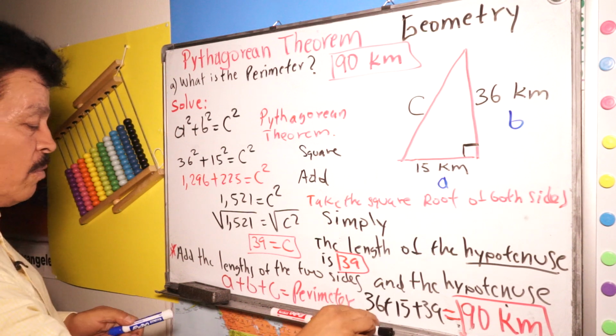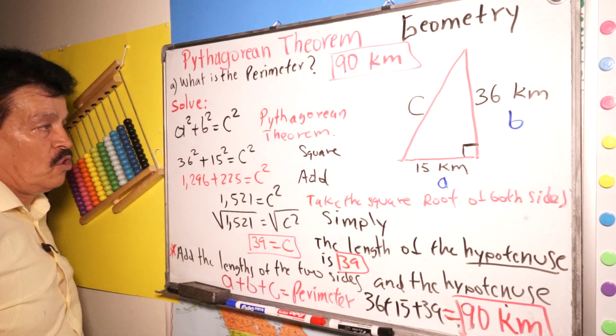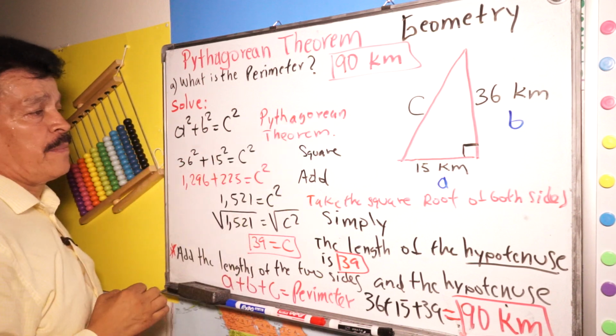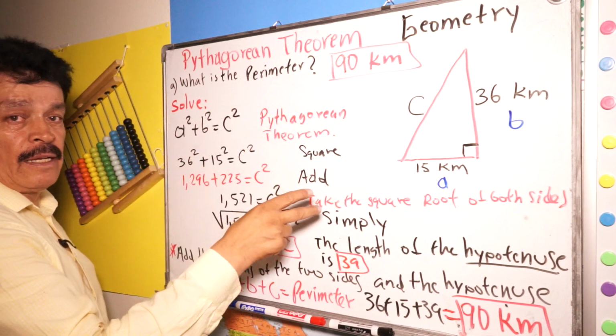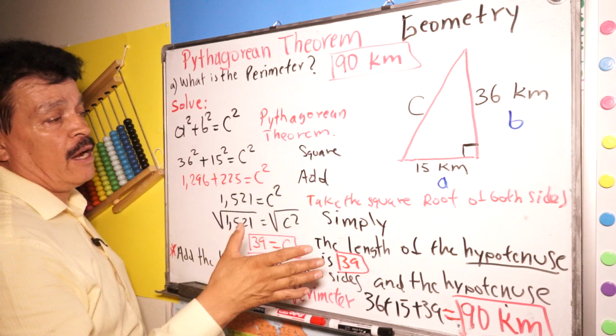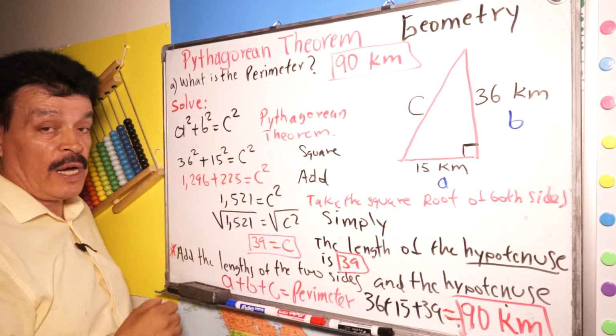So how did we solve our problem? We solved our problem using the Pythagorean Theorem. That was the key to finding the answer to this problem. Right now we are working in geometry, with right triangles.